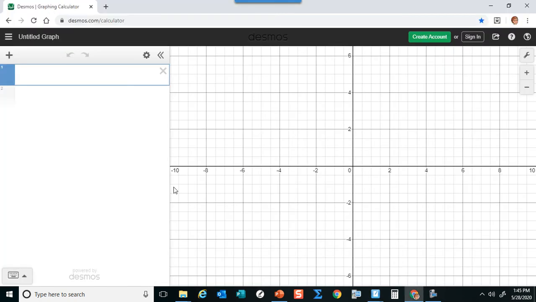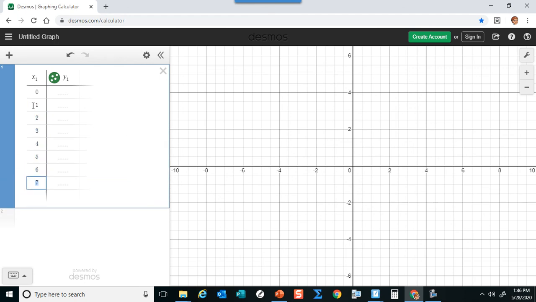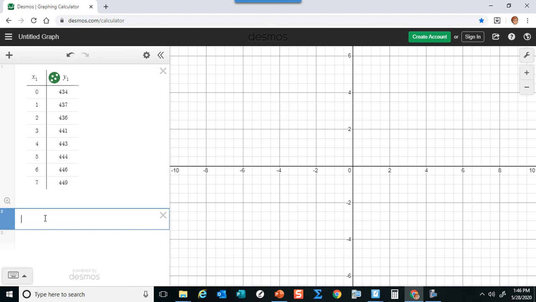So let's go into our calculator. The first thing we need to do is add an item. We're going to add a table, and we're going to enter our data. Now we have our data entered, so let's tell the calculator to calculate a line of best fit.